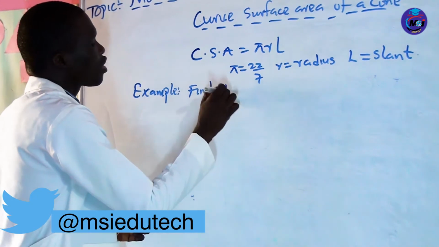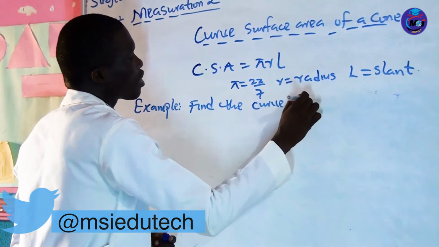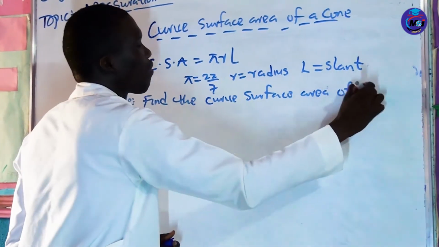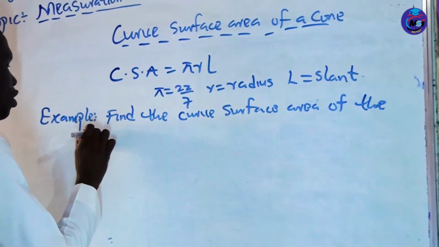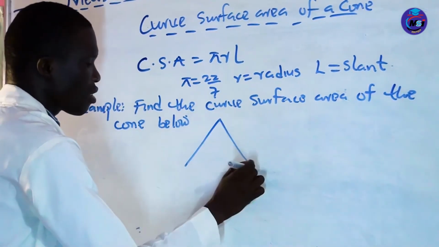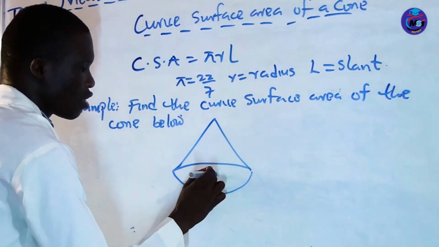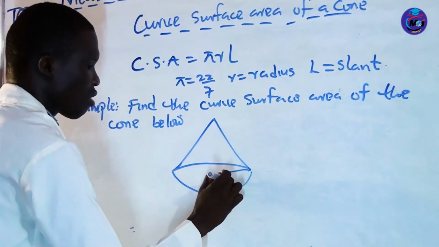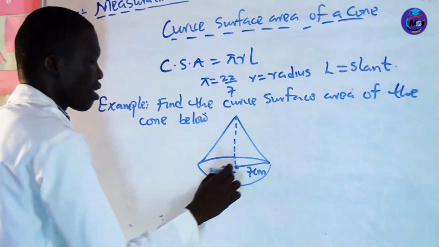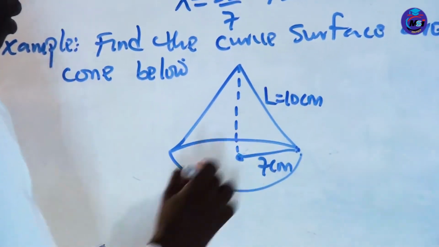Find the curved surface area of the cone below. You have something like this. This is radius, 7 centimeter. And L, 10 centimeter.